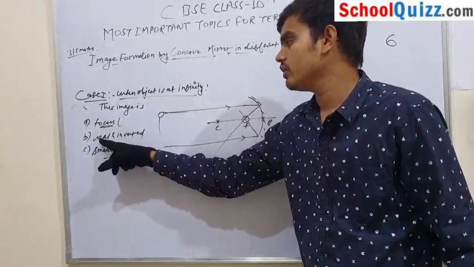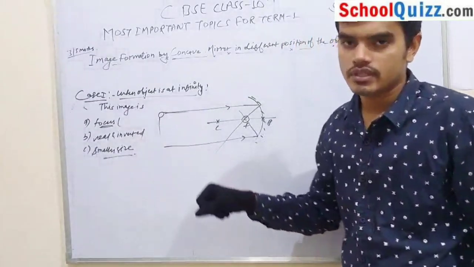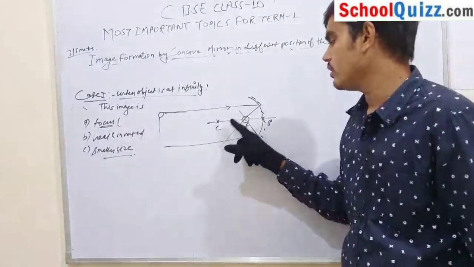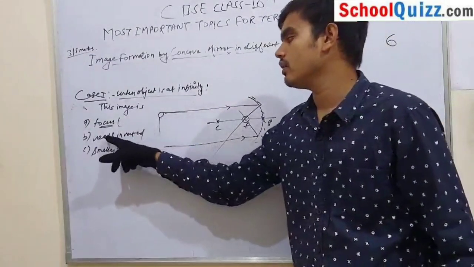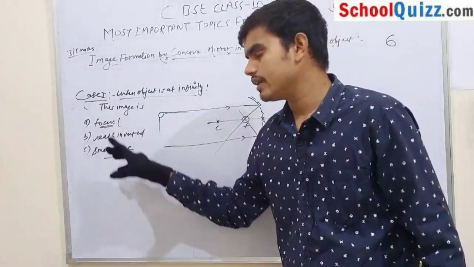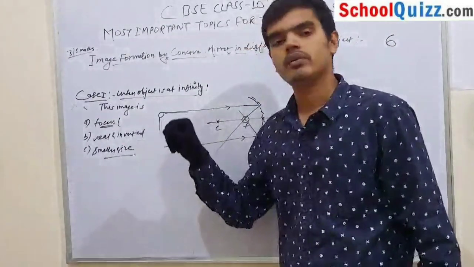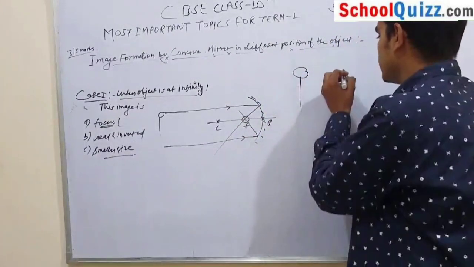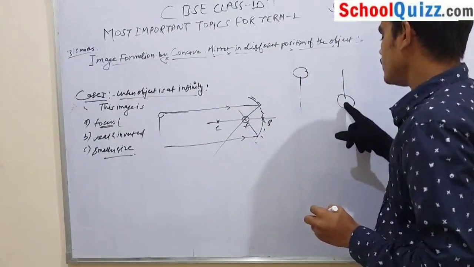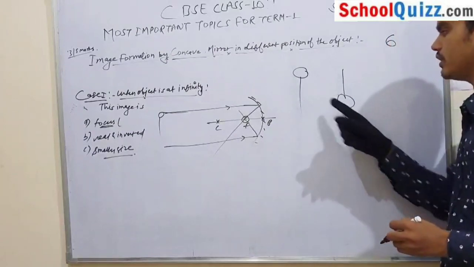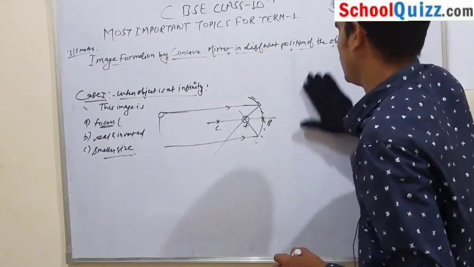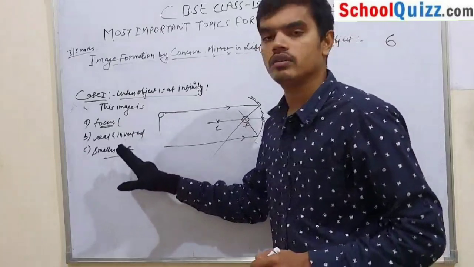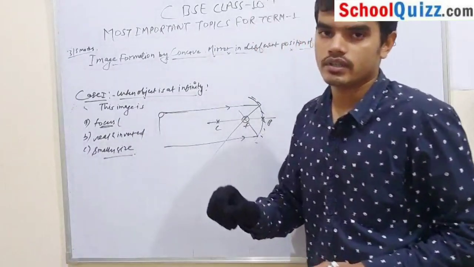What is the meaning of real image? When the image is produced in front of the mirror, then you consider that image as a real image. What is inverted? Inverted means upside down. If this is your object, then the image is formed inverted. This is the inverted image of this object. So this is all about your case number 1. What is case number 2?